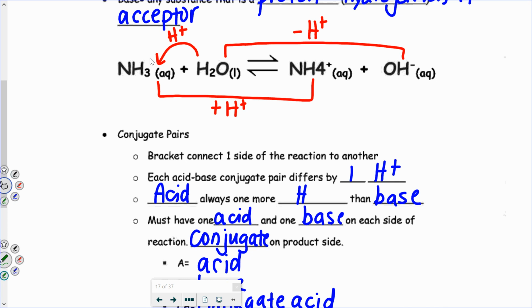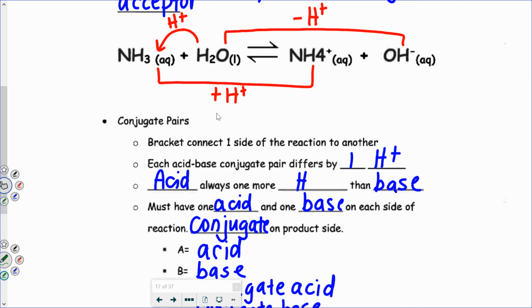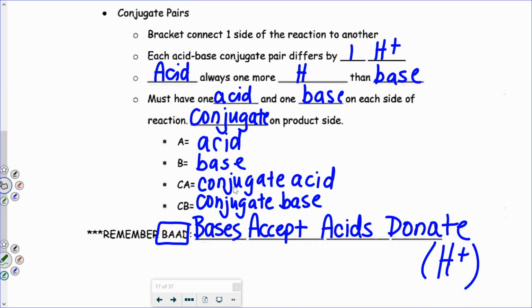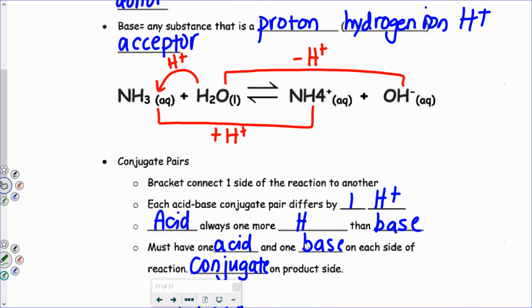Now that we know what lost and what gained, we're going to apply the BAAD rule: bases accept, acids donate. Okay, so let's look at who my acceptor was. NH3 was my acceptor, bases accept. So here's my base. Acids donate. The H2O donated. So here's the acid. Now, each pair, each bracket, so notice the NH3 is bracketed with the NH4. Since this is my base, it's bracketed with its conjugate acid.